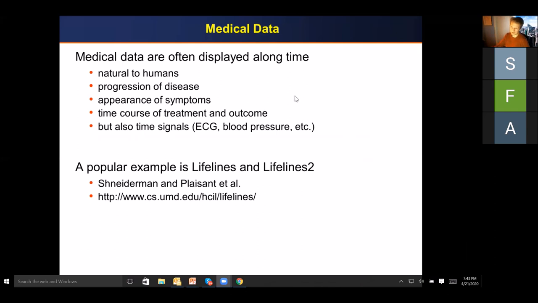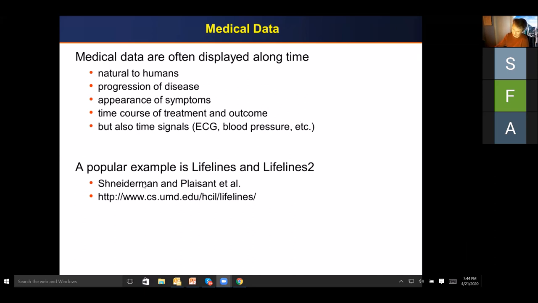Let's go back to medical data, where temporal information can be very important. You want to know when someone took a medicine, when it started working, how the disease was progressing, when symptoms appeared, how the symptoms vanished because you gave a certain treatment, and how long it took. A lot of things are very important in the medical arena, and in stocks too, of course.